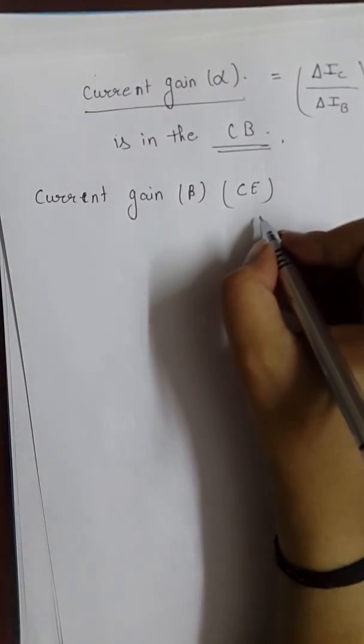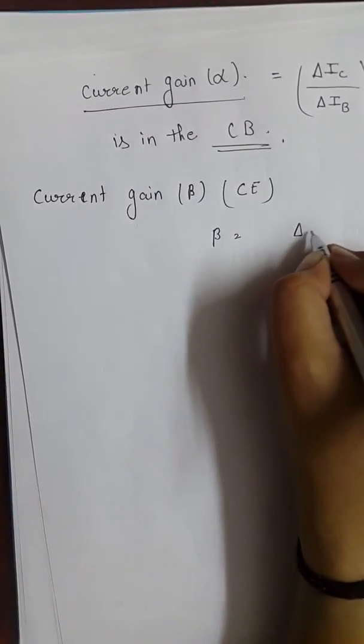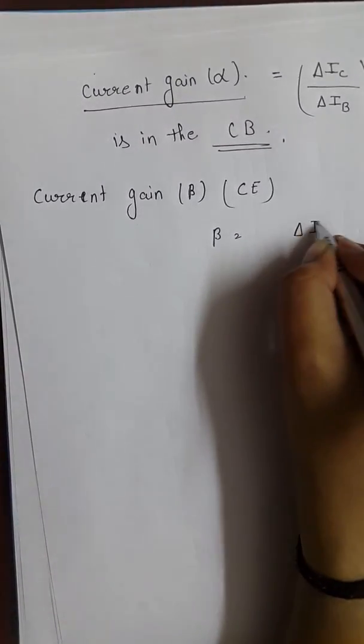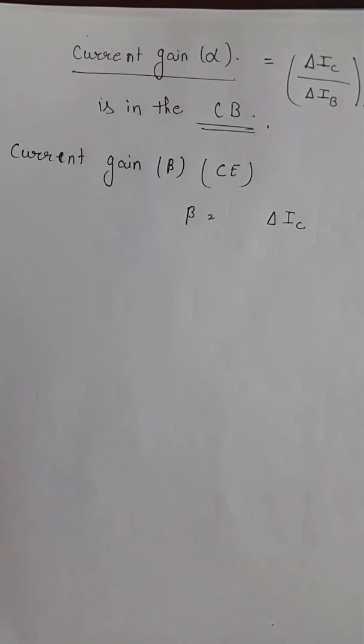Okay, what is that? In CE configuration, beta is given by the change in output current, which is my delta IC once again, because the collector is always giving me the output. In the case of common base and common collector, it would be a little different.